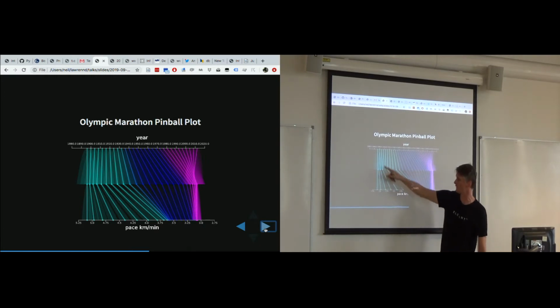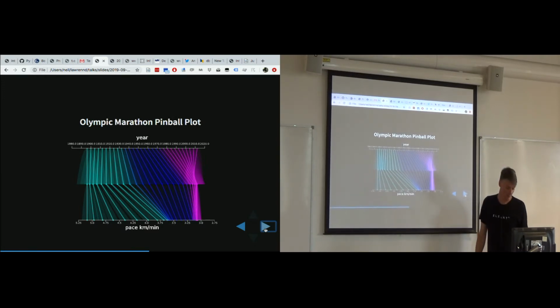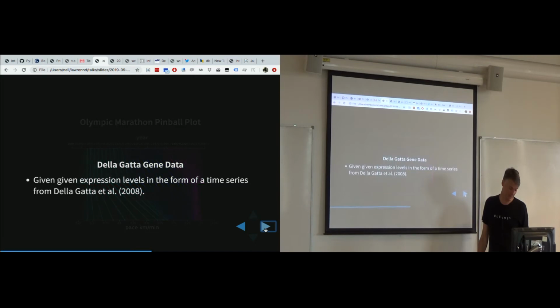The points are not the pins. The points are just where the mean function of the ball arrives at the layer, and then you project it down. So that's a simple data set.